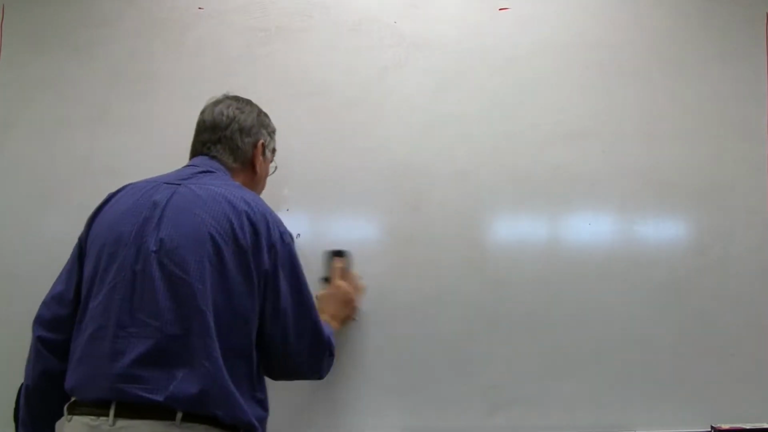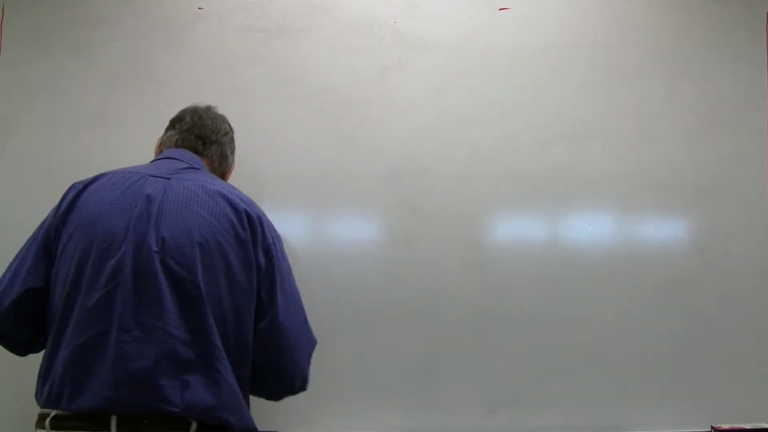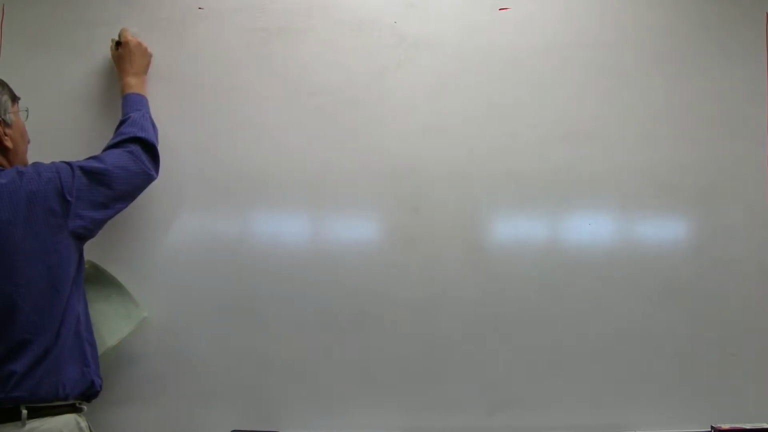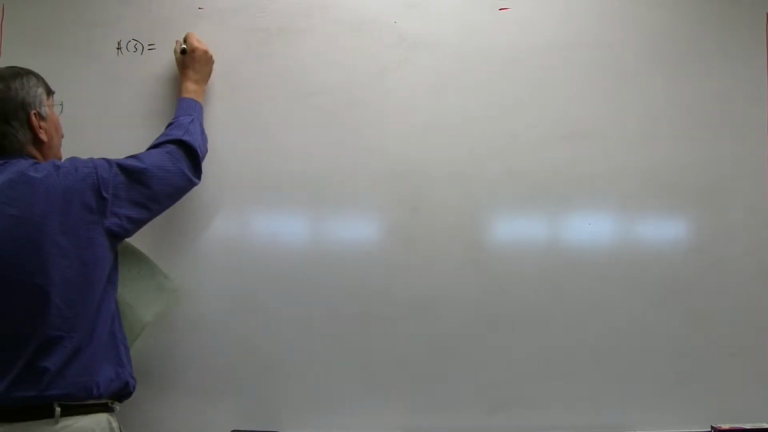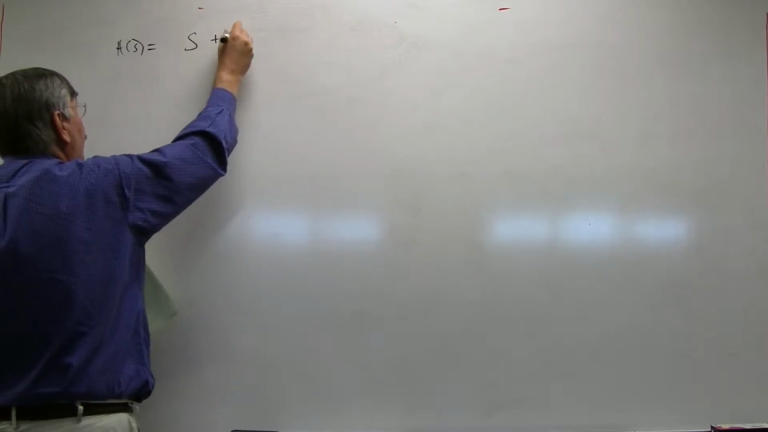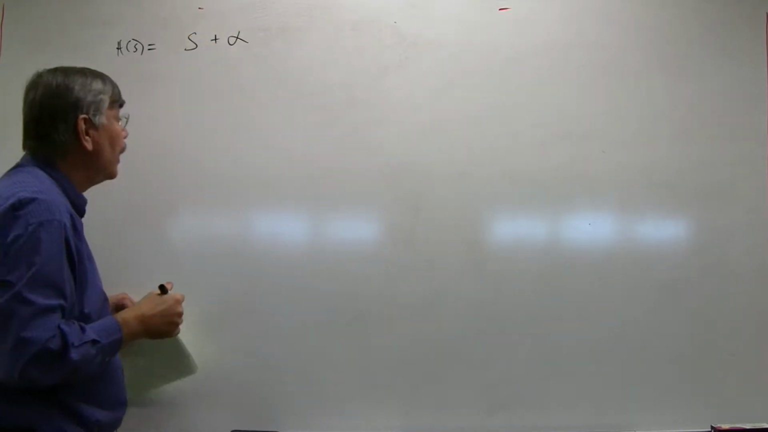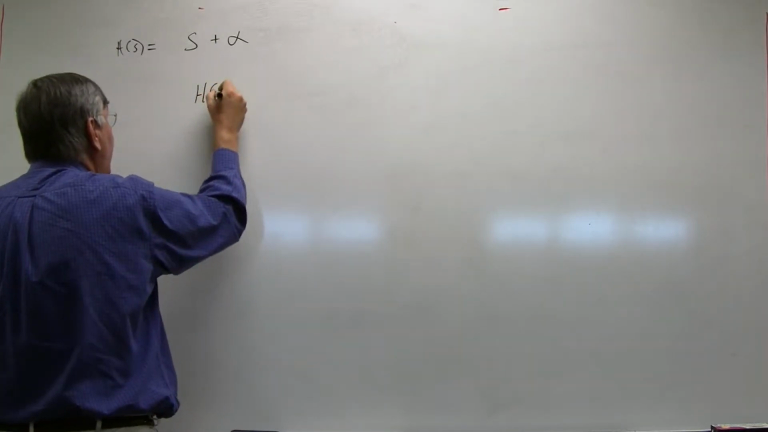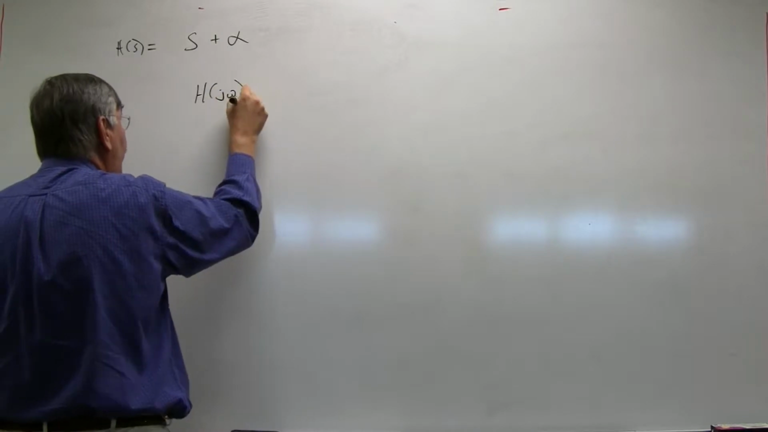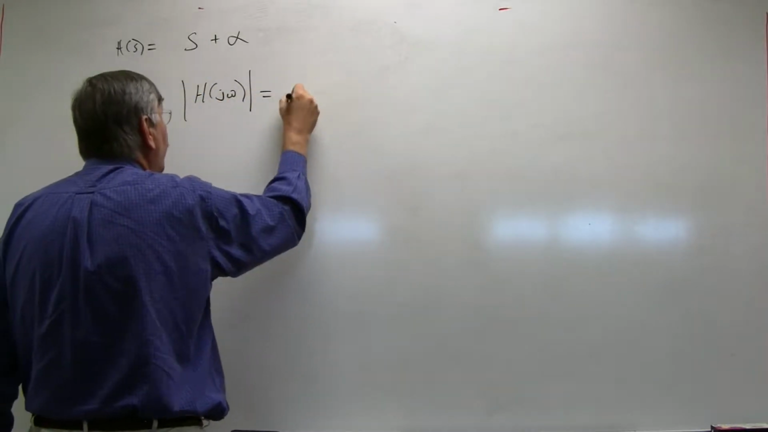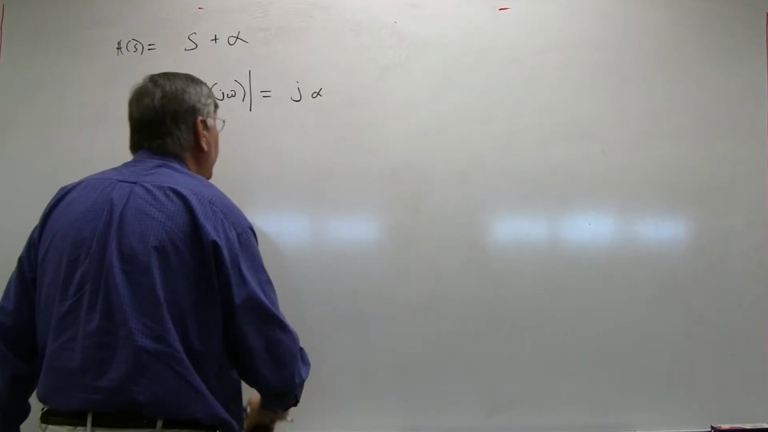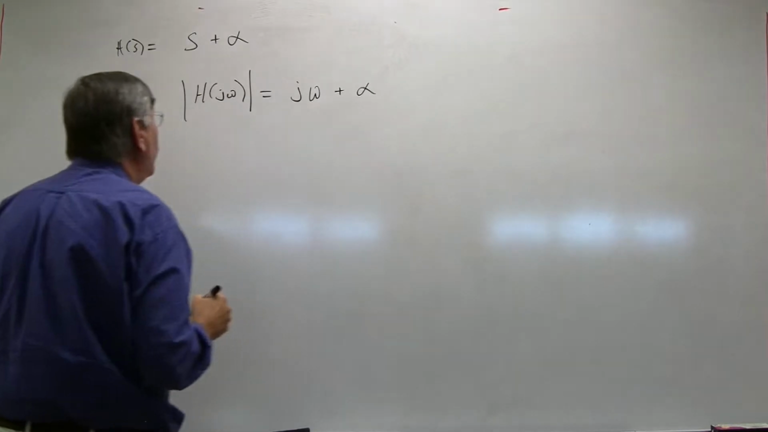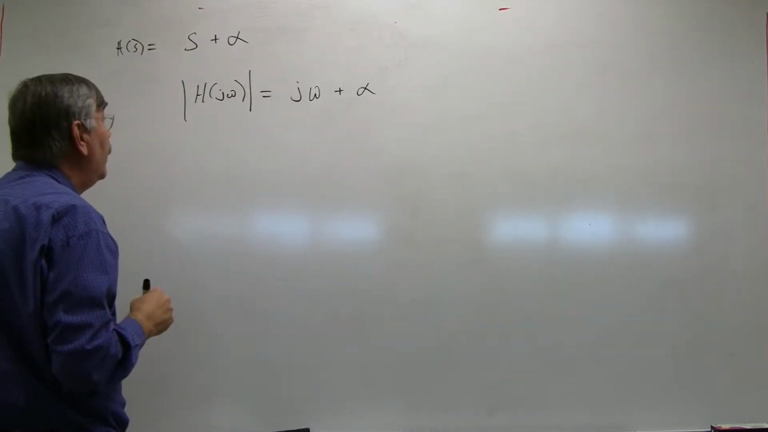Let's do it by example, some real easy stuff. Suppose we have a transfer function, let's call it h of s, and suppose h of s equals s plus alpha, just to make something up, where alpha is a positive real number. Then the magnitude of h of s, where s equals j omega, is just the magnitude of j omega plus alpha, where omega is a real number and alpha is a real positive number.